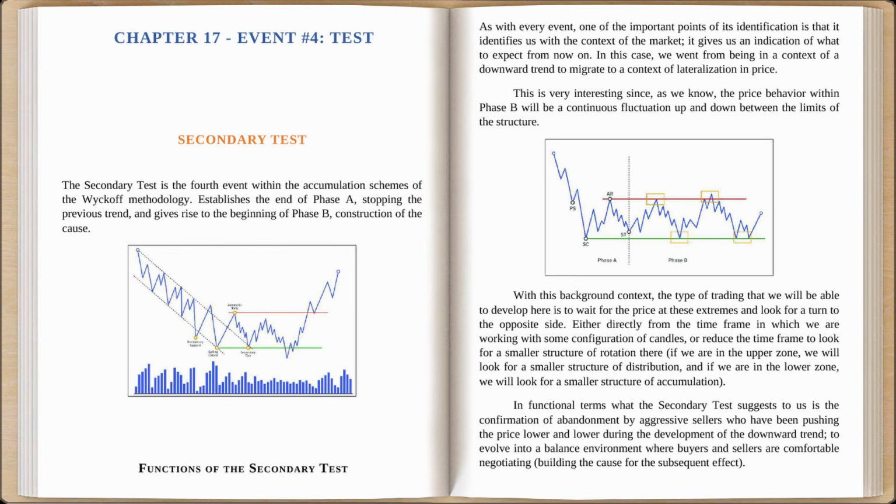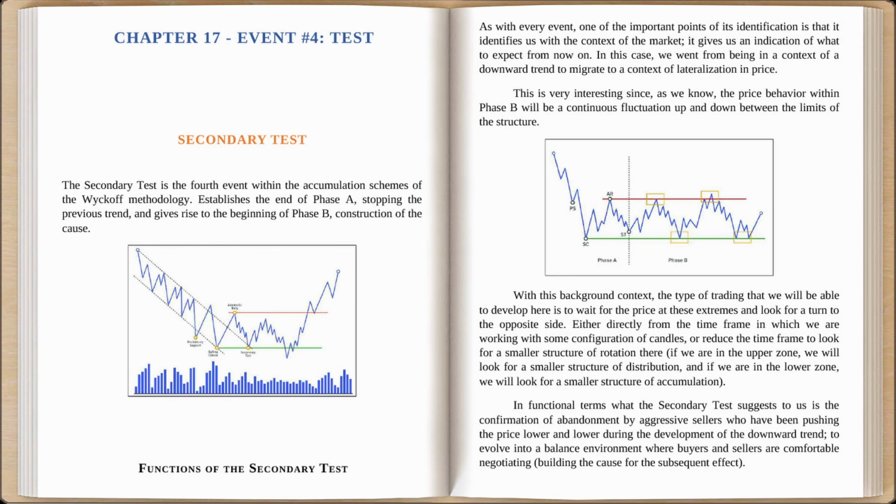As with every event, one of the important points of its identification is that it identifies us with the context of the market. It gives us an indication of what to expect from now on. In this case, we went from being in a context of a downward trend to migrate to a context of lateralization in price. This is very interesting since, as we know, the price behavior within Phase B will be a continuous fluctuation up and down between the limits of the structure.